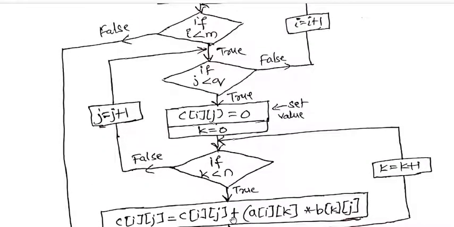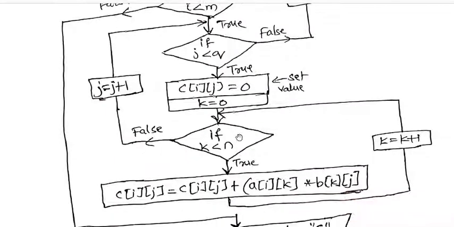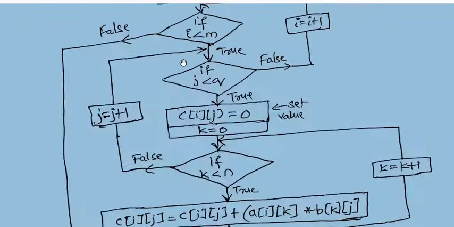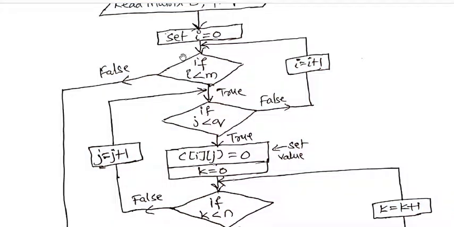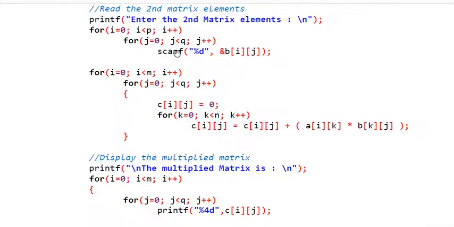So this represents the outermost for loop, this is the inner loop, and this last one is the innermost loop. This condition represents this. Okay, now let us say i less than m is false.